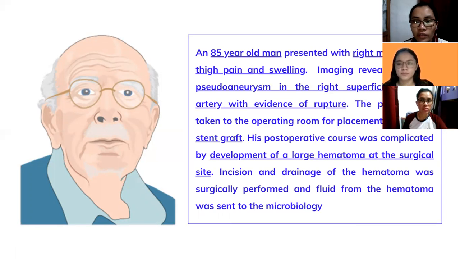Incision and drainage of the hematoma was surgically performed and fluid from the hematoma was sent to the microbiology section. Next.